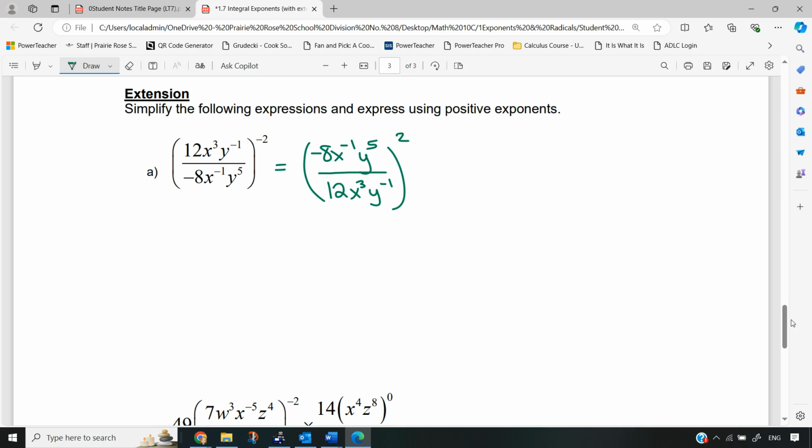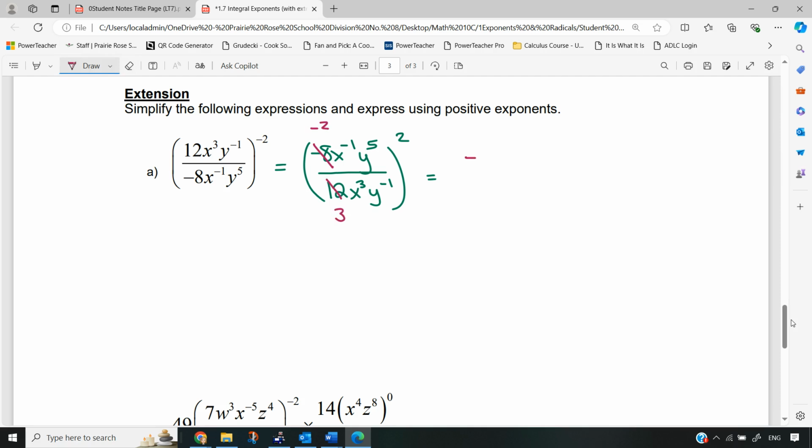What I want you to notice is that when I was flipping those terms inside the brackets, I didn't change the signs. So x to the negative 1 in the denominator is still negative 1 in the numerator. If I were to change those signs and change the outside, then I've essentially been double dipping and I've been changing the question itself. So we have negative 8 divided by 12. If I divide both of those by 4, I'm going to have negative 2 over 3.